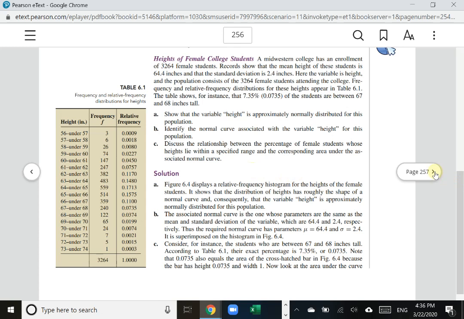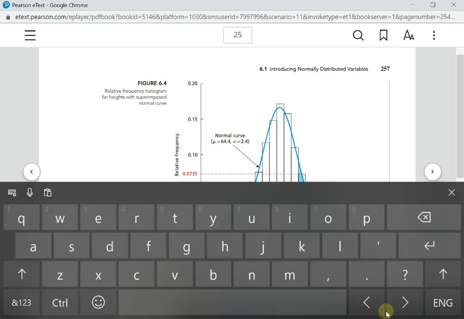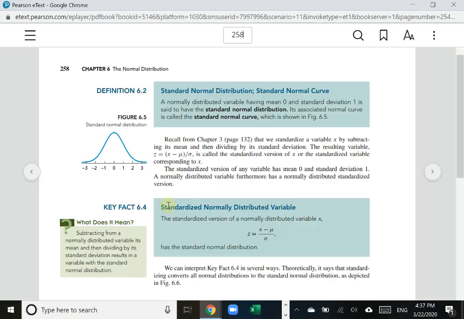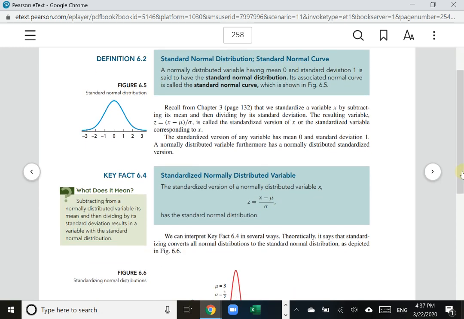Now we're going to take a look at a very special normal distribution. Let me go to page 258. Okay, now on page 258 here, we're going to look at a very special normal distribution. This is what we call the standard normal distribution, or normal curve, they call it.